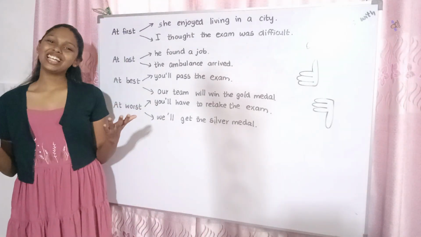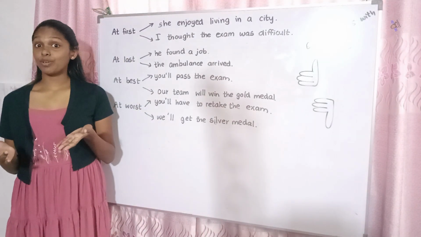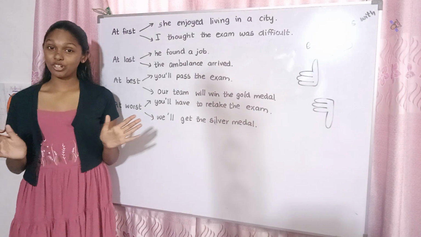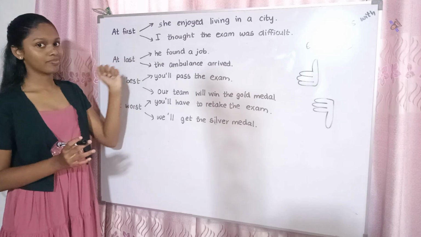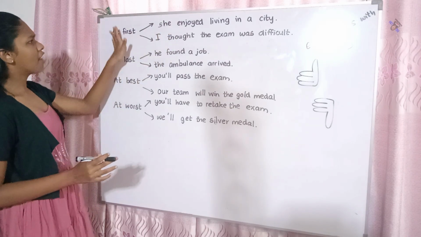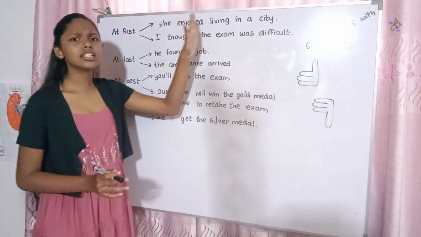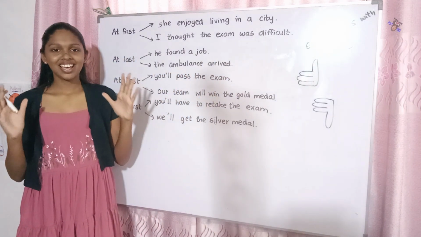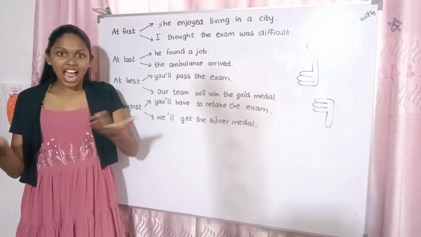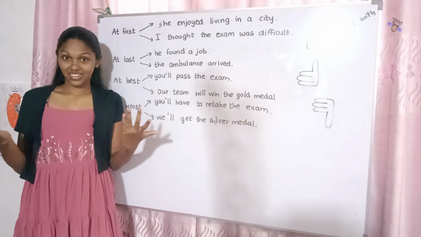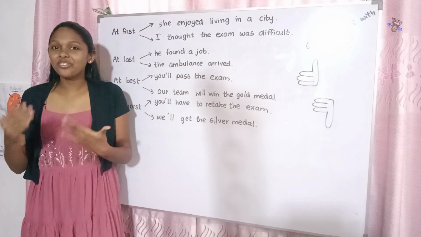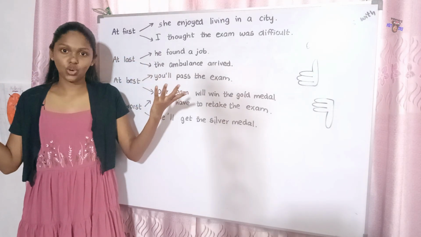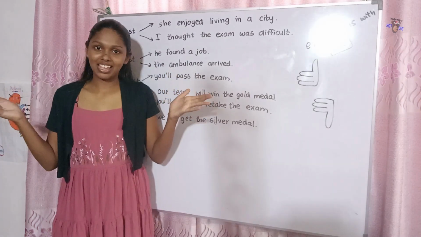This grammar lesson is about English expressions with the preposition at. Let's look at the first expression, at first. Another example, at first she enjoyed living in a city. When we hear this sentence, we can easily find out that at first she enjoyed living in a city, but later on when she is living in the city, she is not enjoying. She dislikes being in a city.